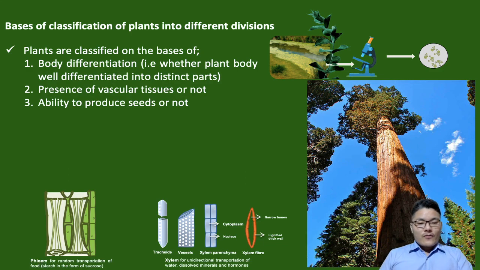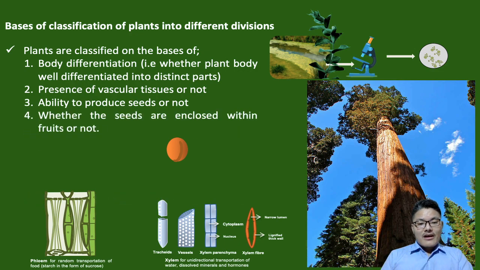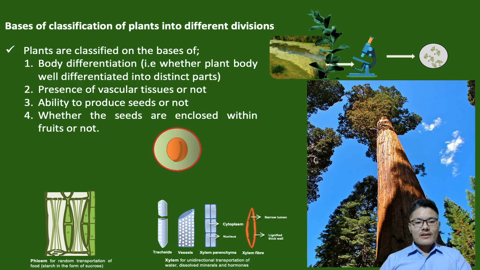We also look for whether the plant is producing seeds or not. When the plant is producing seeds, seeds may be naked seed, which is not enclosed by fruit, or seeds may be enclosed within the fruit. So on these different bases, we classify plants into different divisions.